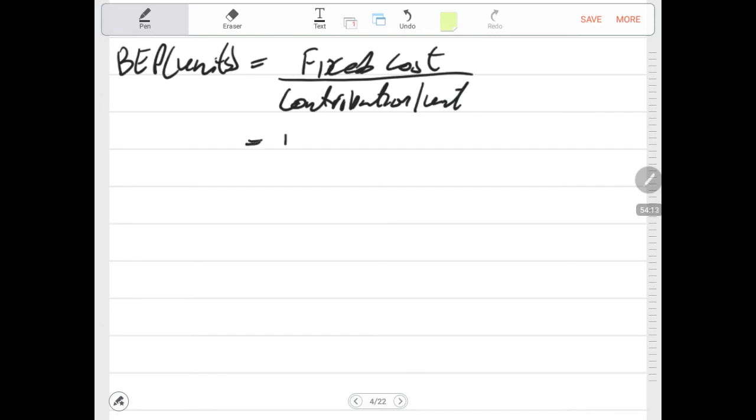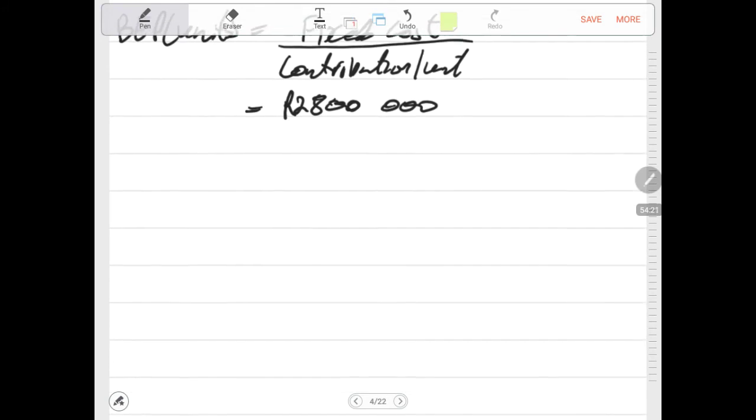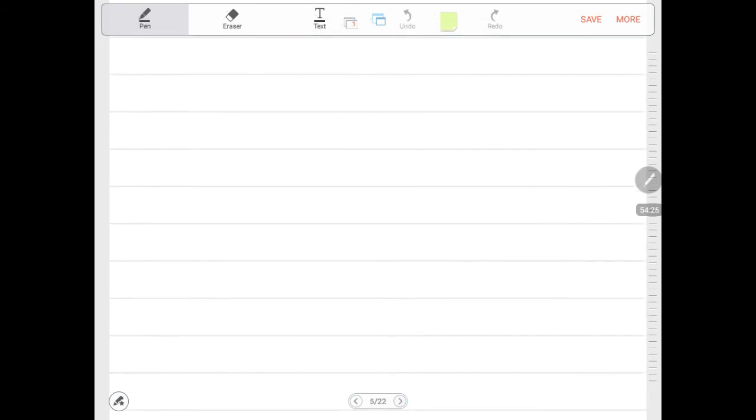In this case, our fixed costs are given as 2,800,000. Let us hold it there because we don't have the contribution yet. We need to calculate the contribution for two products. That is very important to note. When there are two products, I will explain the other dimensions as we progress. We have product KI and product LO, and we have our selling price.